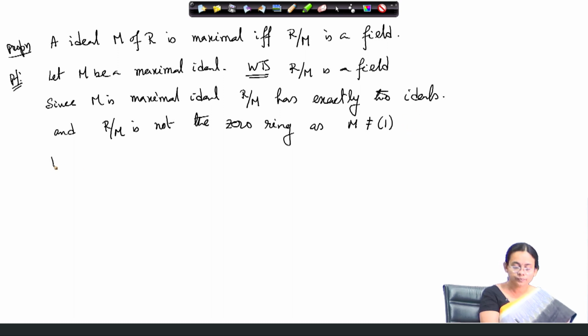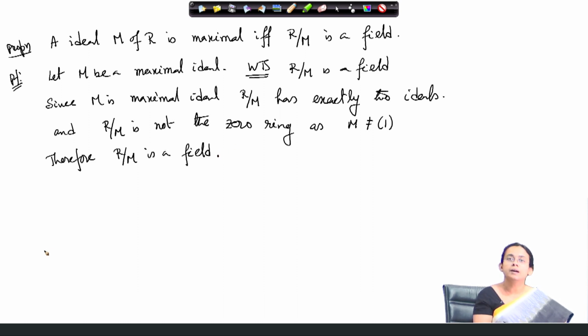Therefore, R quotient M is a field, because we have already shown that a non-zero ring which has exactly two ideals is in fact a field. Therefore, R quotient M is a field. And if you start with R quotient M being a field, then we have already seen that is how the definition of maximal ideal is coming. Therefore, M will be a maximal ideal in that case.